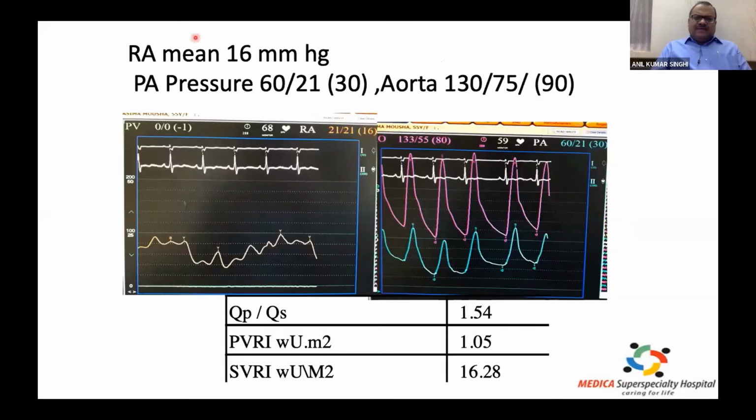So RA mean pressure was 16, PA pressure systolic 60 with a mean of 30, and aortic pressure mean of 90. When we calculated the Qp/Qs, it was coming 1.5. So the pulmonary blood flow was not very significantly elevated. The PVRI calculated was not high because the PA diastolic pressure was low, but overall the PVRI to SVRI ratio, in the presence of less shunt, was not looking very good.